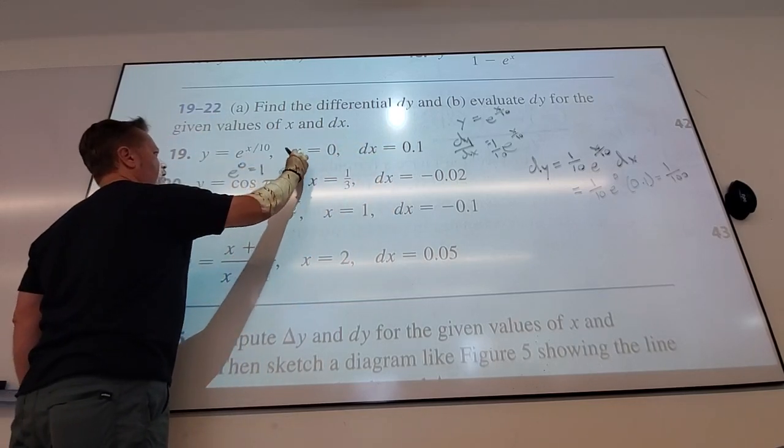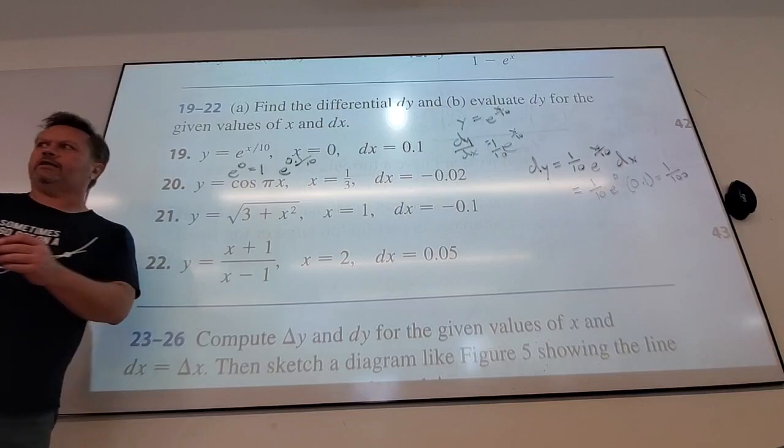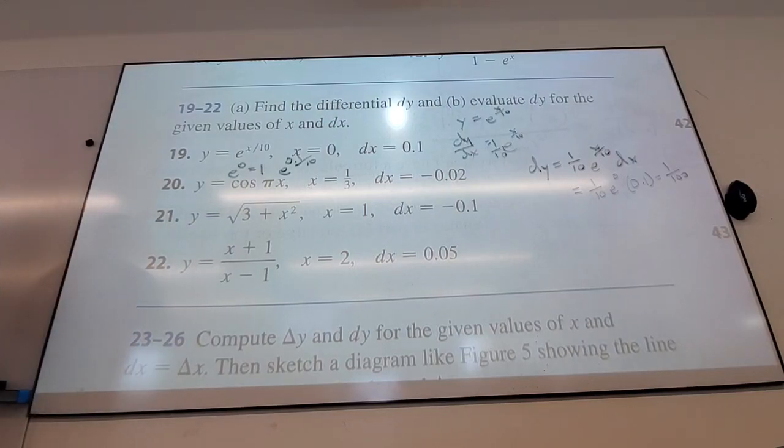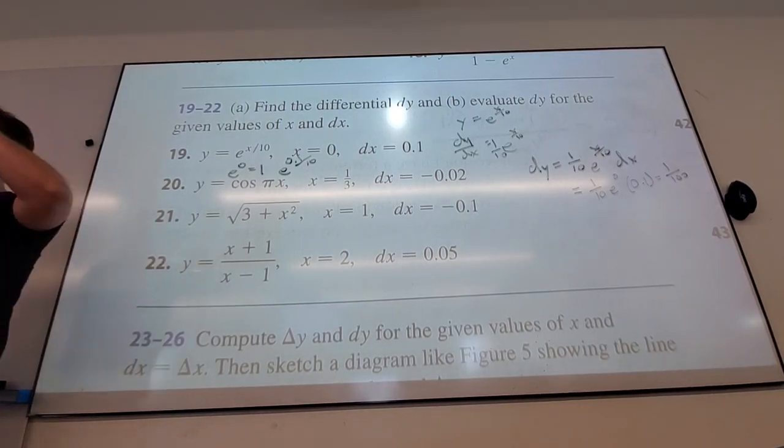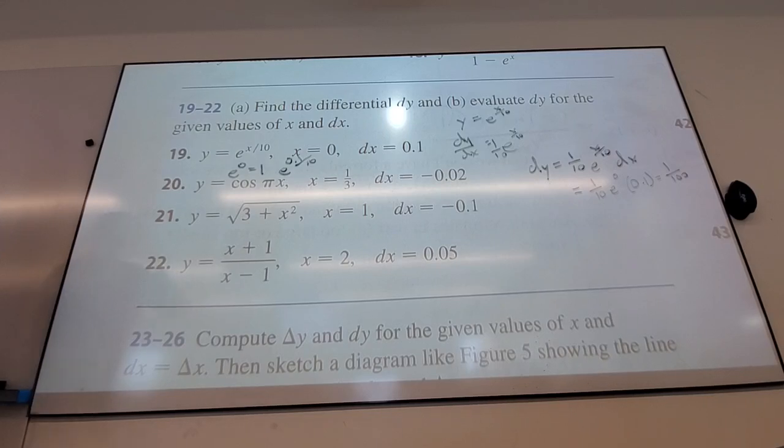What's e to the 0.1 divided by 10? Can somebody do that in your calculator? 1.01. So it changed by about 0.01, yes? Is it exactly 1.01? No. But it's roughly 1.01.